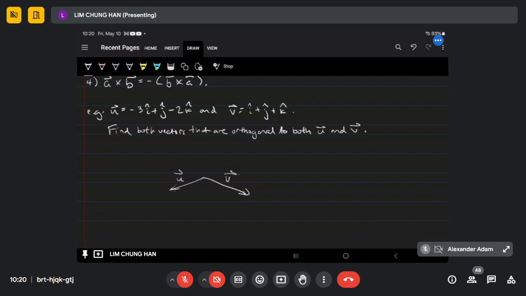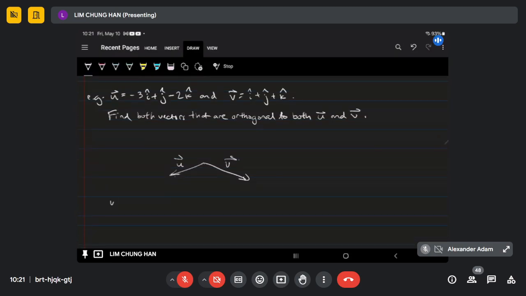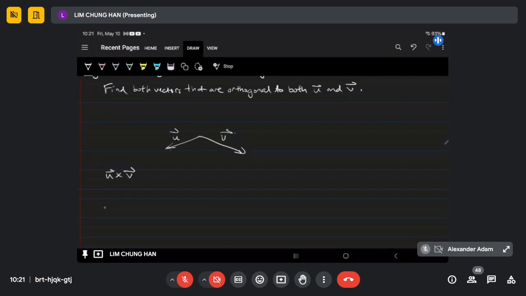Okay. I've just talked about this just now. Finding matrices. You just cross product the two vectors together, correct? Yes. So the first answer is this. The second answer is this. That's all.